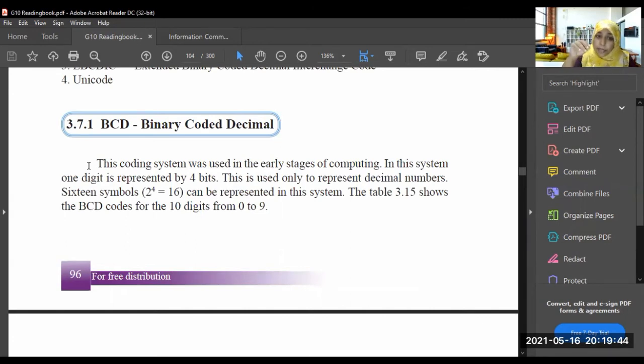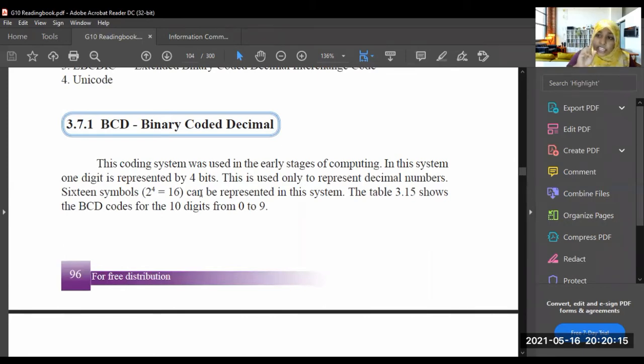So here, as I told you, each and every character of the computer, color, sound and everything, there is a code. There is a code system. So the first code system is BCD. The BCD coding system was used in the early stages of computing. In this system, one digit is represented by 4 bits.